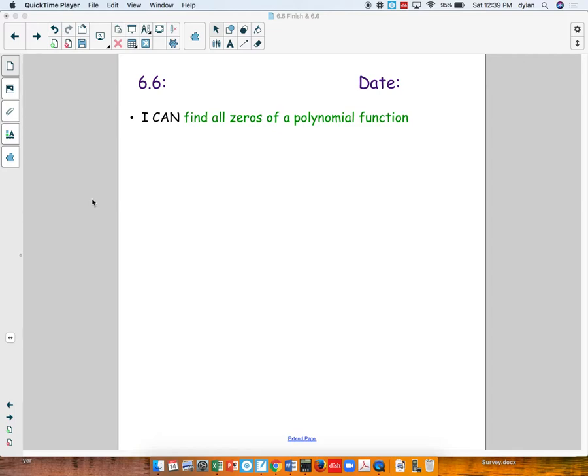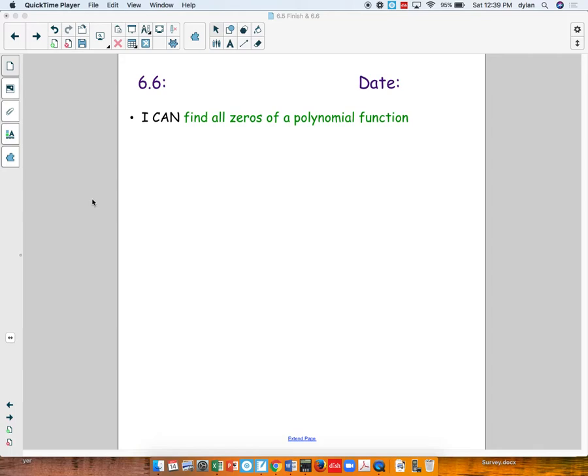Today we're going to be working on finding all the zeros, or in other words, all the x-intercepts of a polynomial function. Our goal with this is to get closer to being able to graph a polynomial function. We've talked about end behavior earlier in this chapter, and if we can also find all the x-intercepts, that gives us one more piece of information that we can use to actually graph the polynomial function itself.